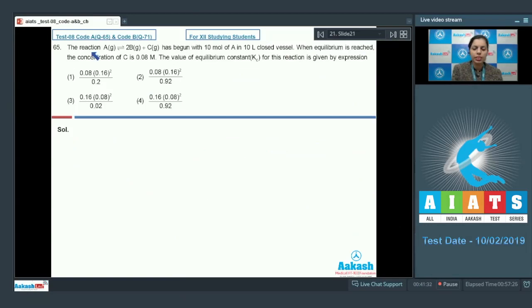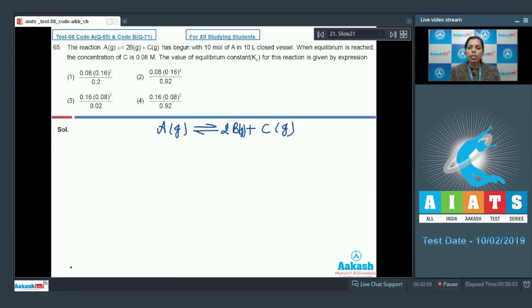Question number 65. The reaction A giving B plus C, all in gaseous state, has begun with 10 mole of A in a 10 liter closed vessel. When equilibrium is reached, the concentration of C is 0.08 molar. The value of equilibrium constant Kc for this reaction is given by the expression. So first we need to check the reaction. A is there in the gaseous state, it's getting changed into 2B, and this B is also in gaseous state, plus C is in gaseous state.